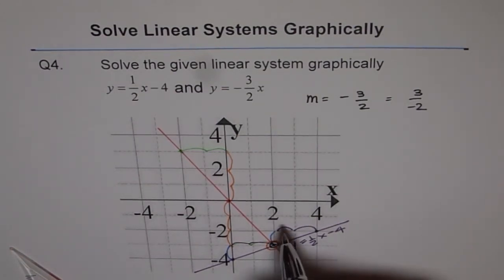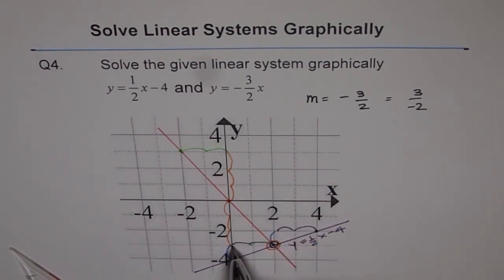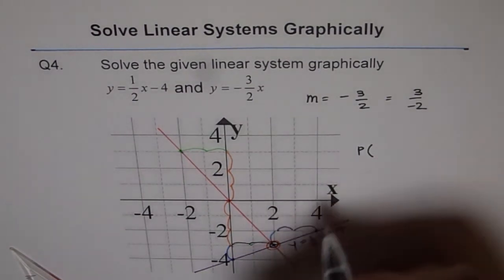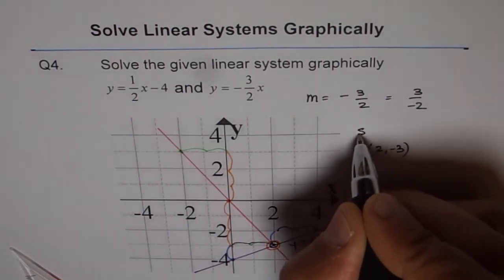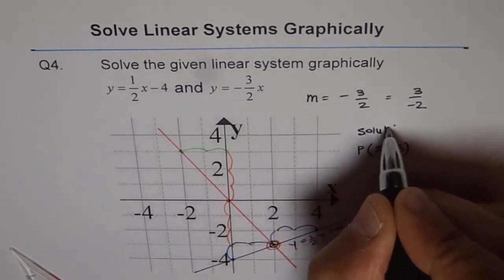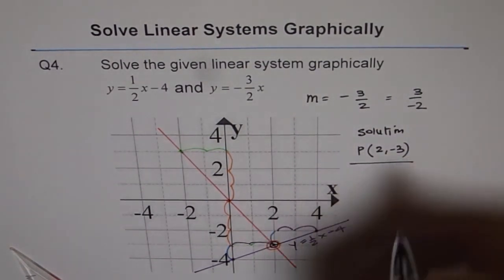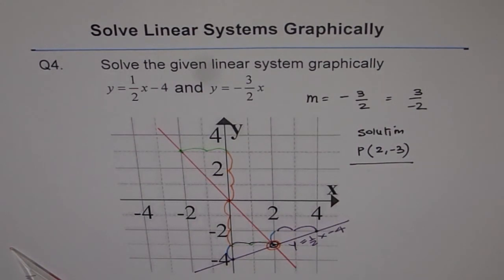And the coordinates of this point are an x value of 2 and a y value of minus 3. So we say the solution is P, which is (2, minus 3). And that is the solution for our linear system, since at this point both the lines intersect. So that is how you find the solution graphically of a linear system. Thank you.